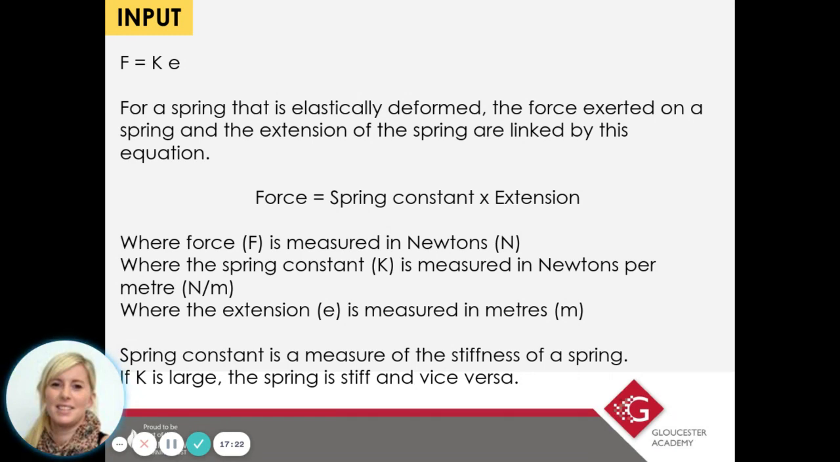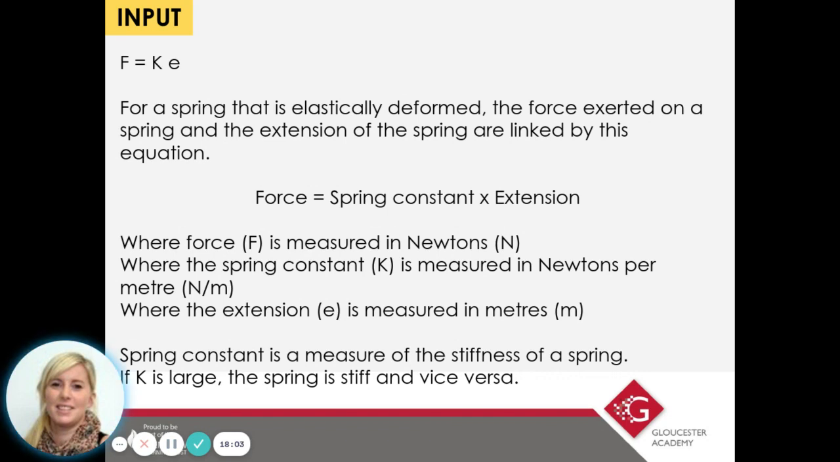Your force would be measured in newtons. The spring constant has a symbol of K, which is why we see F equals KE. K stands for spring constant, and it's the stiffness of an object or the stiffness of a spring. That's measured in newtons per meter, N/m. And the extension E is measured in meters. The extension is that stretch of the spring. Again, you could have to convert from centimeters to meters. Just remember there's 100 centimeters in 1 meter, so you would divide, say, 20 centimeters by 100 to work it out in meters.